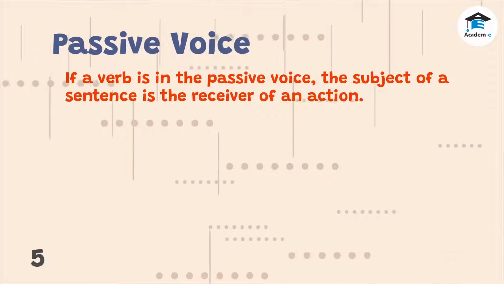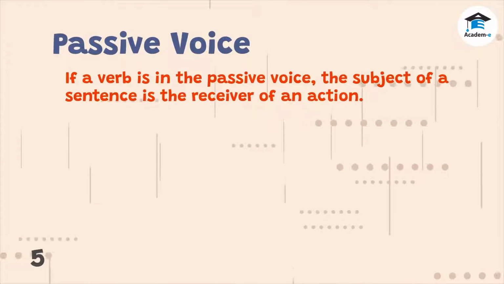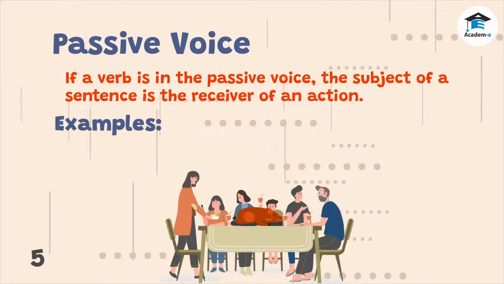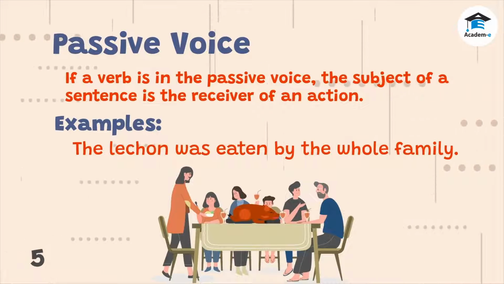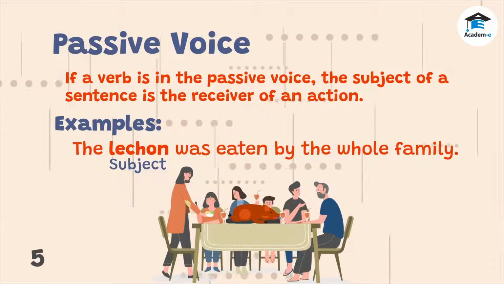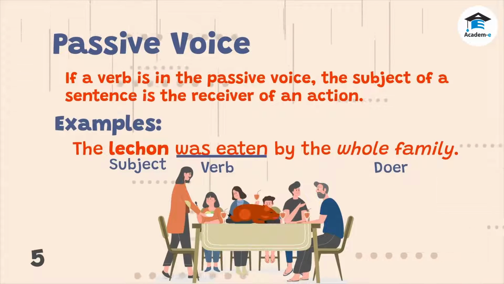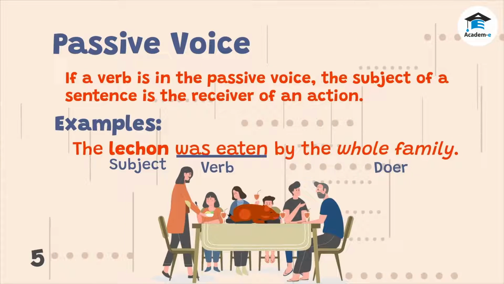When using the passive voice of a verb, the subject is the receiver of the action. Take a look at the following examples. The lechon was eaten by the whole family. The subject lechon is the receiver of the verb was eaten. The doer of the action is the whole family. Therefore, the verb is in the passive voice.